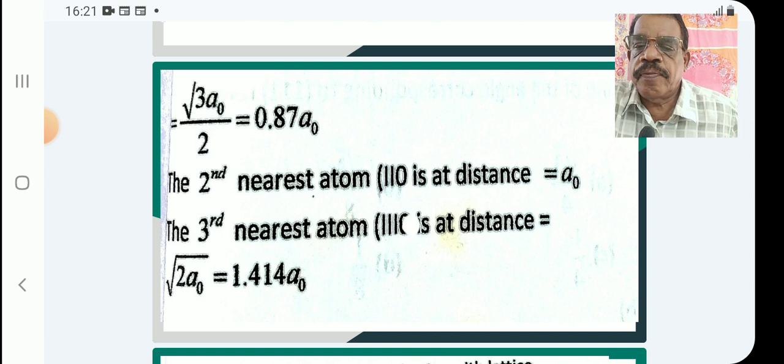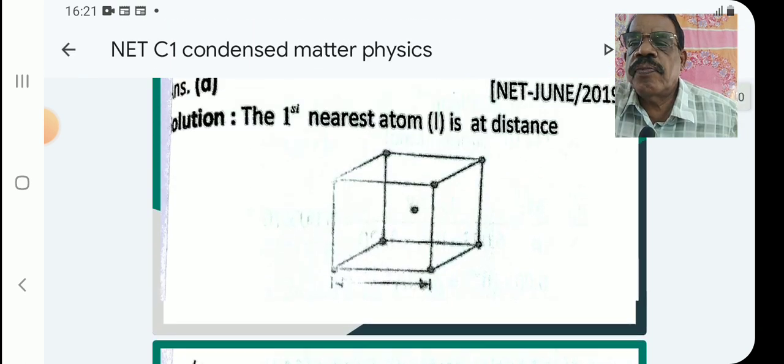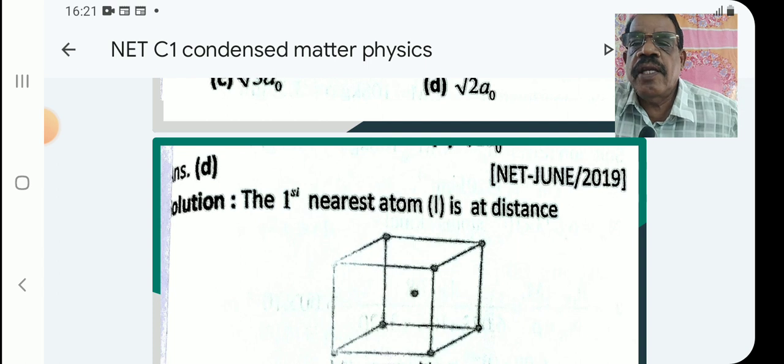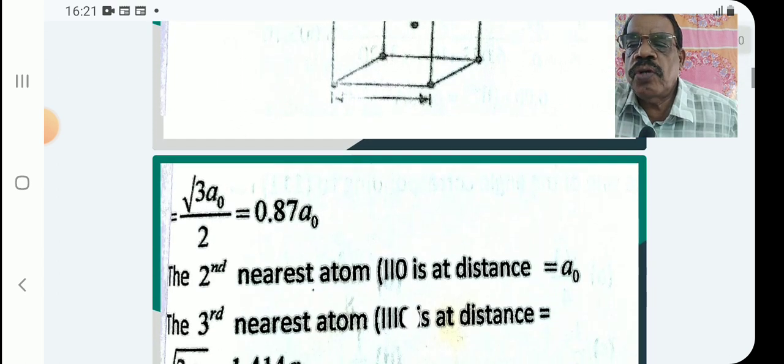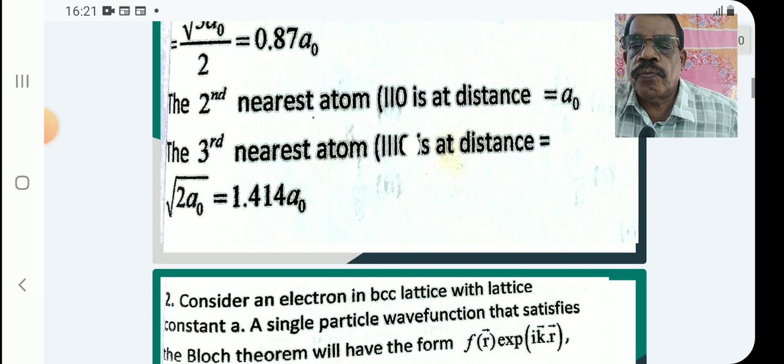What is the answer? The answer is D, that is root 2 a0, that is 1.414 a0.